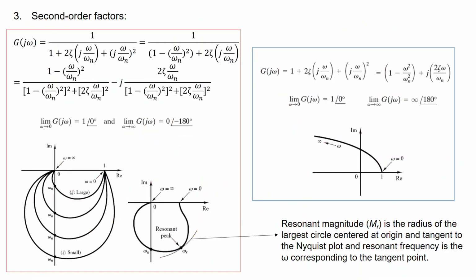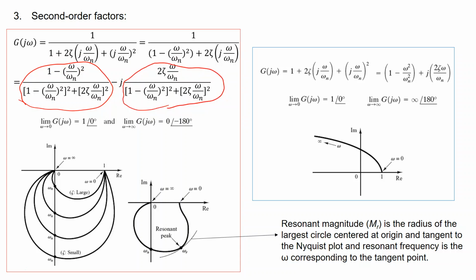Similarly for second order factors, again, depending on whether everything is in the numerator or denominator. If everything is in the denominator, so you have a second order system also, then by plugging s equal j omega in the standard format where the constant is 1, if you plug in and simplify, then you can see that this is your real part, and this is your imaginary part.